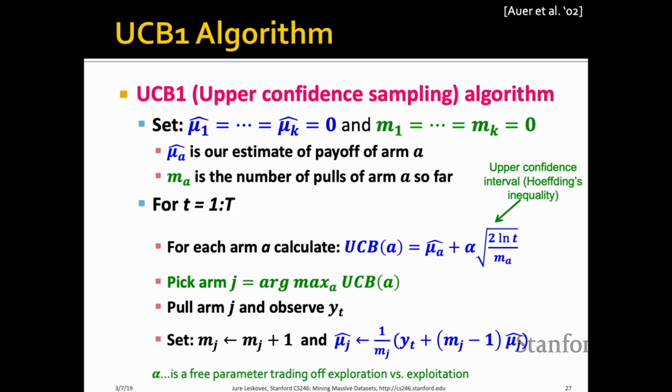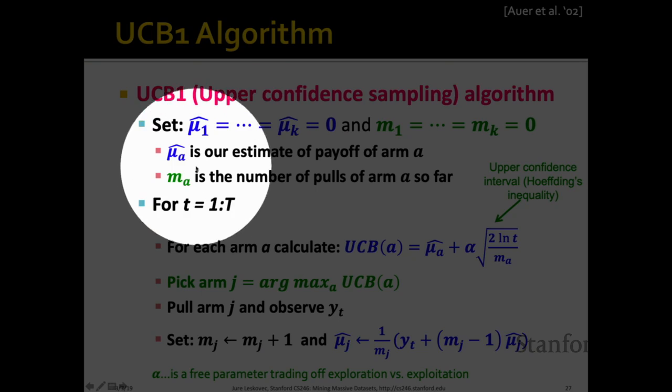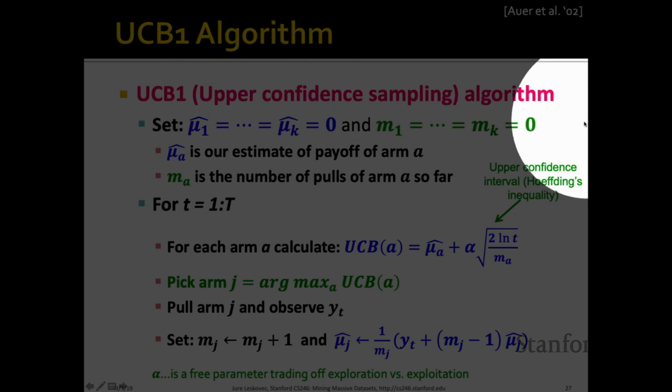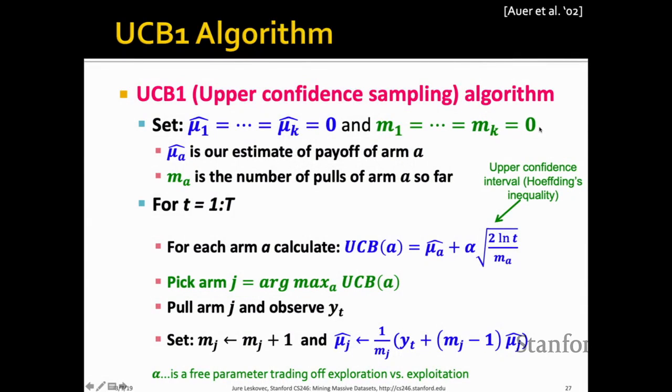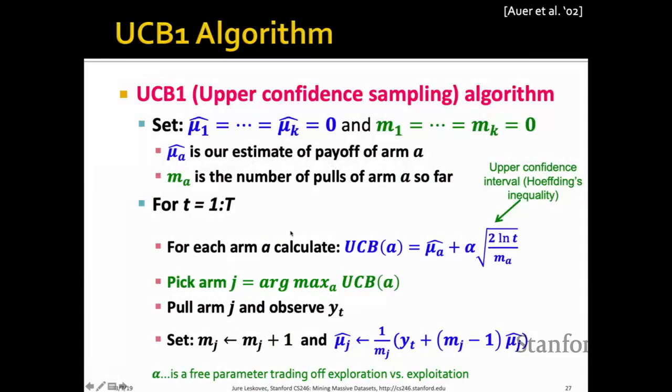We start by assigning zero to all the variables of the system. So we set to zero our mu estimates and the number of trials, okay? Again, mu of A is our estimate of the payoffs for a specific arm A. m of A is the number of pulls that we're doing on that arm. And we run our experiment for T steps, okay? For each arm A, we calculate our upper bound. And the upper bound we calculate in the following way.